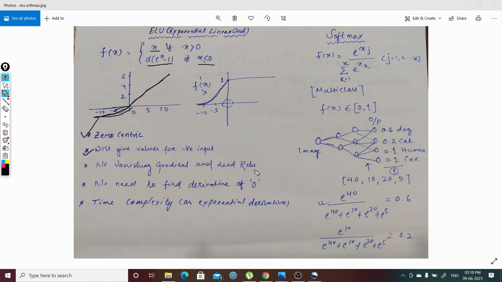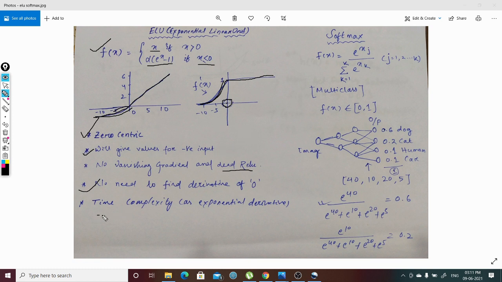No vanishing gradient problem and no dead ReLU. Here we are not going to get the vanishing gradient problem as well as dead ReLU, because in the backward propagation, while doing the derivative, as you can see, we are not getting any zero here, so the dead ReLU problem will not be there. And there is no need to find the derivative at zero, because the derivative curve is not passing through the origin. In a real time scenario it is very tough, or we cannot calculate the derivative at zero. So yes, this is one of the advantages of ELU, exponential linear unit, as well.